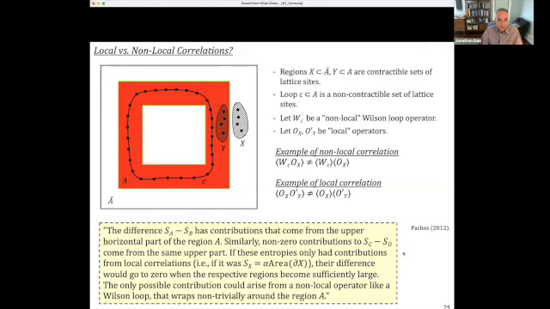This is an account of Levin and Wen's example by Pachos in his text on topological quantum computation. He says the difference in Levin and Wen's example, the difference S_A minus S_B, has contributions that come from the upper horizontal part of the region A. Similarly, non-zero contributions to S_C minus S_D also come from the same upper part. If these entropies only had contributions from local correlations, if we only used the formula for geometric entanglement entropy to calculate them, then their difference would go to zero, as we discussed on the previous slide, when their respective regions become sufficiently large. The only possible contribution could arise from a non-local operator, like a Wilson loop operator that wraps non-trivially around the region A.